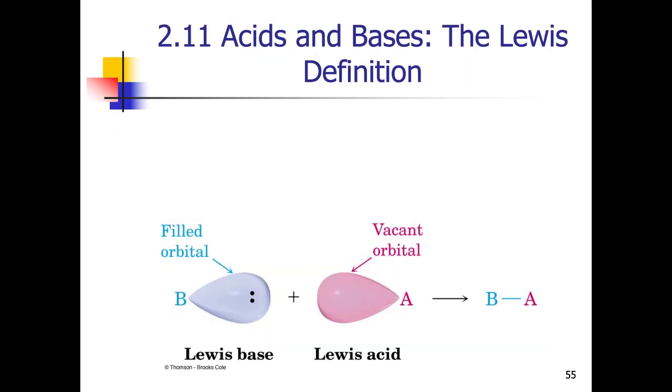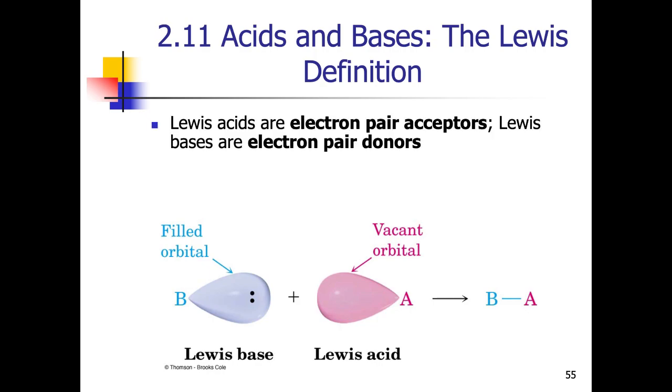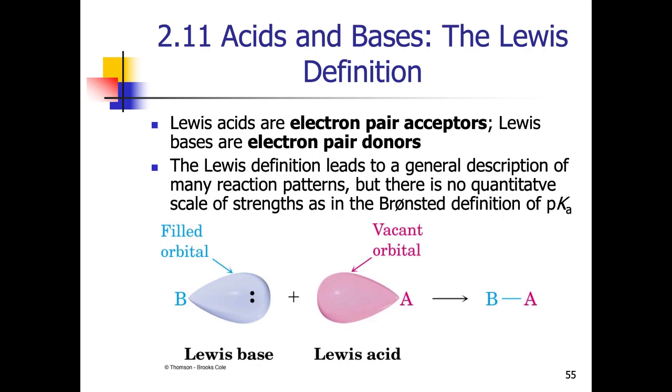Acids and bases, the Lewis definition. Lewis acids are electron pair acceptors, Lewis bases are electron pair donors. The Lewis definition leads to a general description of many reaction patterns, but there is no quantitative scale of strengths as in the Brønsted definition of pKa.